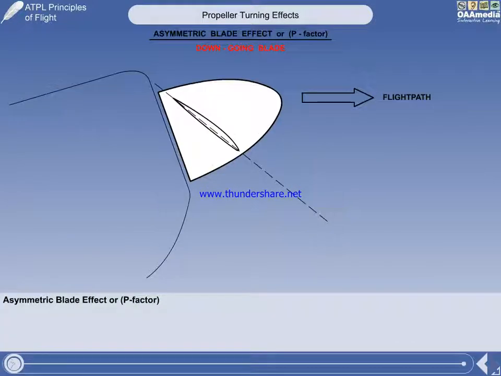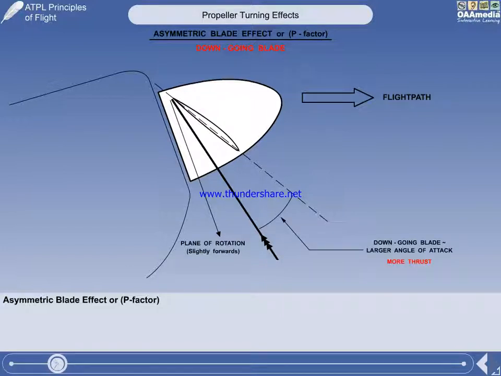At low indicated airspeed, the propeller shaft will be angled upwards from the direction of flight. Because of the upwards inclination of the propeller shaft, the downgoing blade will also be travelling slightly forwards. Consequently, the angle at which the relative airflow approaches the blade will be slightly modified. The downgoing blade has an increased angle of attack, and will therefore generate more thrust.